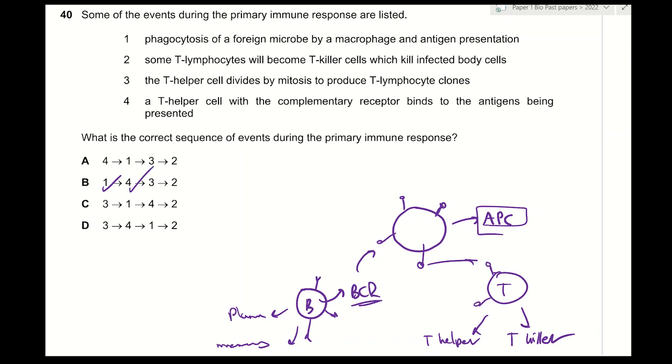A T helper cell with a complementary receptor binds to the antigens being presented. Now, what happens is that the T helper cell divides by mitosis. We just said that, so 3 is also going to be correct for the third step. And then what happens is that the T lymphocytes will become T killer cells, which kill infected body cells. You just said that the T killer cells are also formed by the division of T lymphocytes, and T killer cells kill body cells by secreting perforin, which makes holes in the infected cells. Therefore, B is going to be the correct answer.